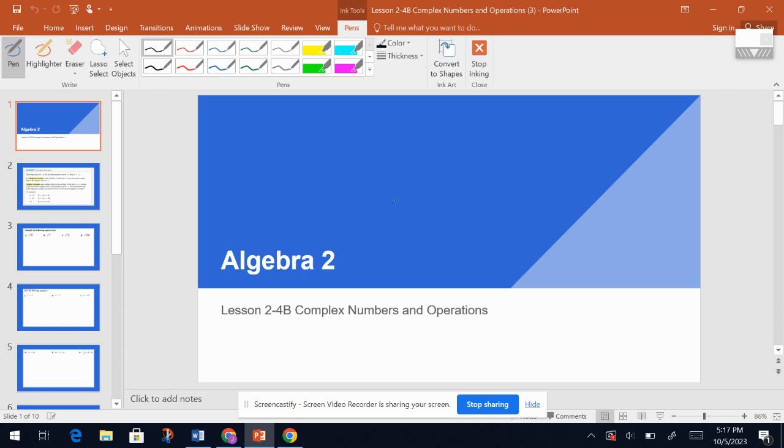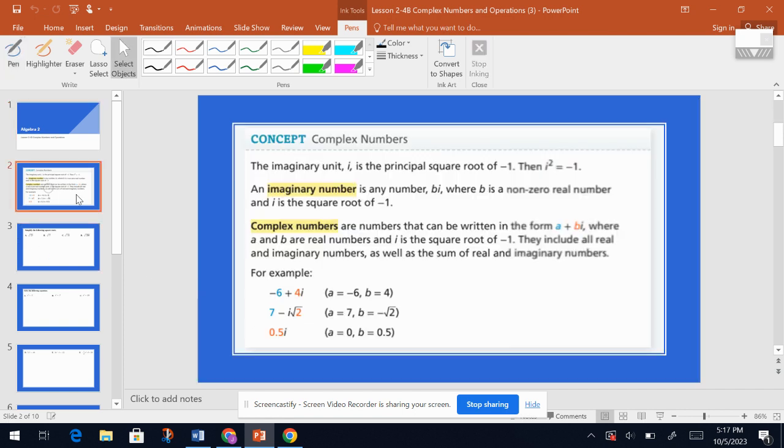Good morning. Okay, so we're going to do the second part of 2.4, and this is complex numbers and operations. So last class we talked about simplifying and adding, multiplying, doing all those things with square roots. We're going to introduce a new, pretty important topic here that is complex numbers. So this is big here.